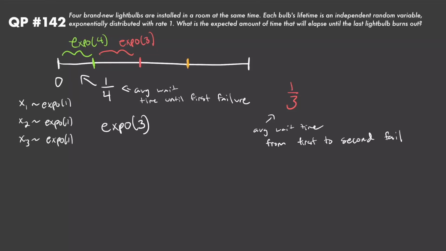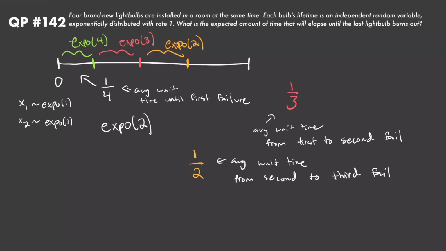Well, again, now one of my light bulbs has died and the exponential distribution is still memoryless. So at this point right here, we basically have a new exponential process starting with rate parameter 2, because now it's the sum of these 2, right? So from the point of second fail to the point of third fail, it's going to be exponentially distributed with rate parameter 2. And again, the average of that is going to be 1/2 by what we showed in QP 137. So that's the average wait time from the second fail to the third fail.